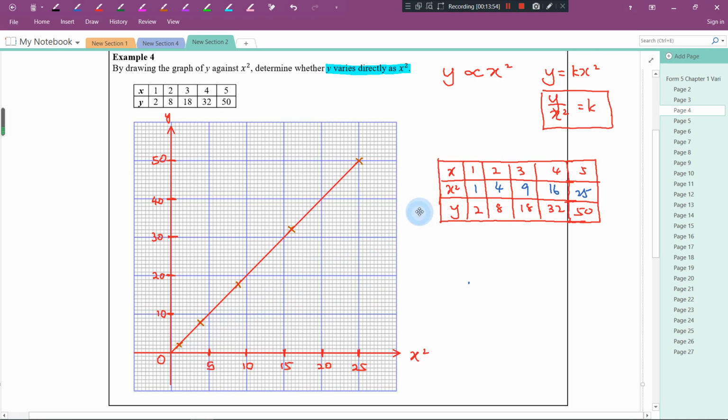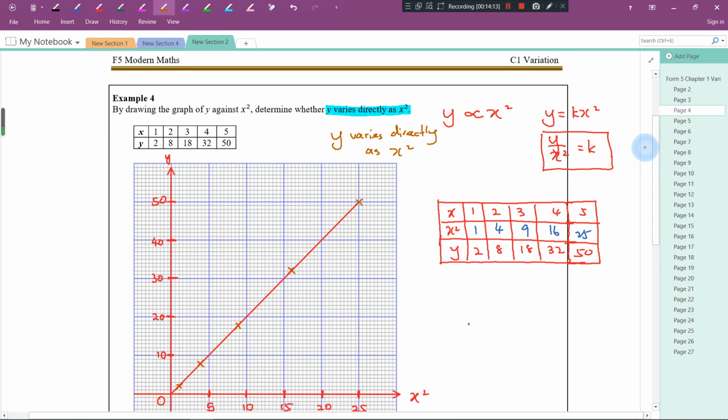So I can make a conclusion that y varies directly as x squared. So as I told you just now, if you don't want to draw this graph, you can actually use this method. But in this case, you have to look at the requirement of the question. If the question asks you to draw a graph, you have to follow. Okay? So now how about we try another method?